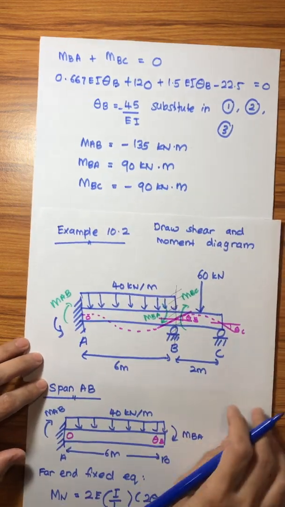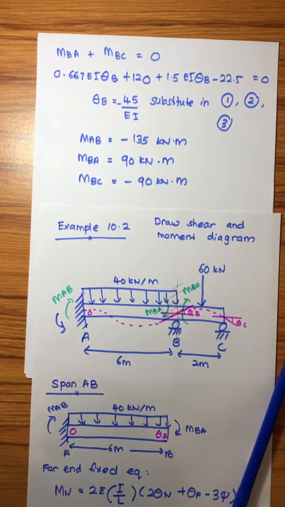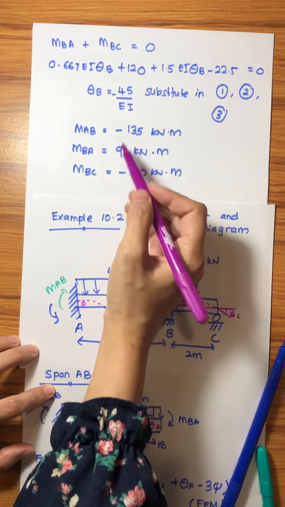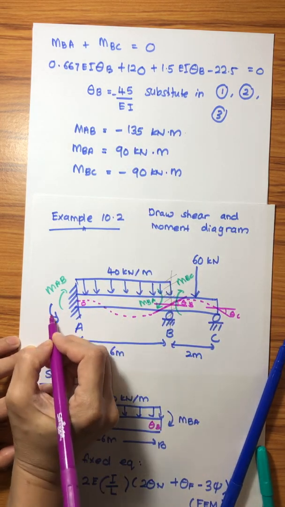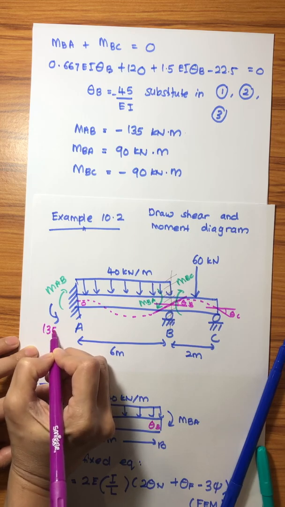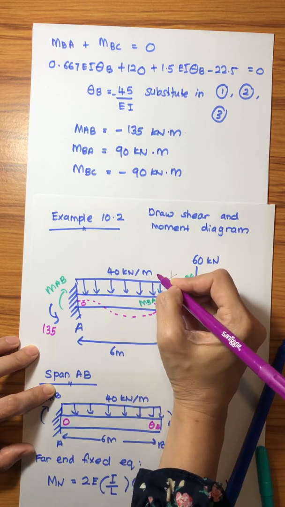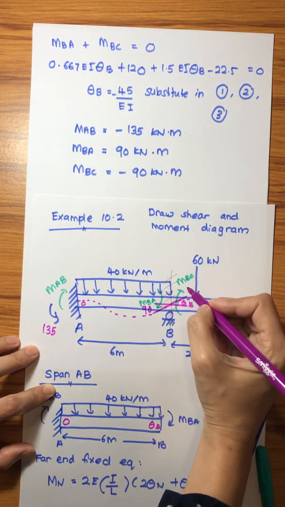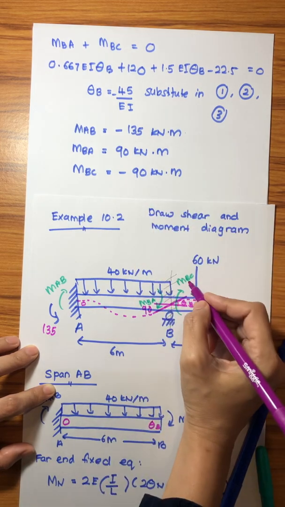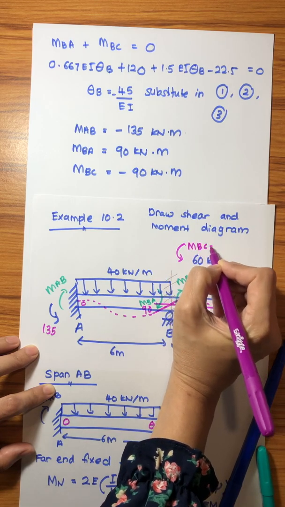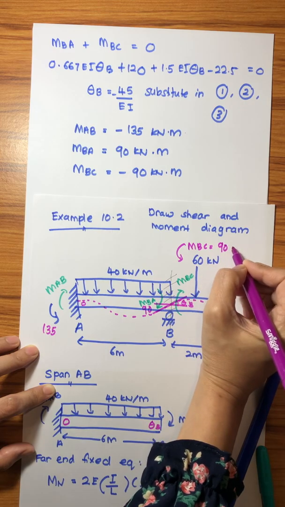So we write back again here. You got MAB 135. Okay, you assumed this sign, but you did not get minus, so the right sign is this one, so you have 135. And MBA you got 90, so MBA is 90, and MBC here is minus 90, so MBC should be this way. MBC is equal to 90.